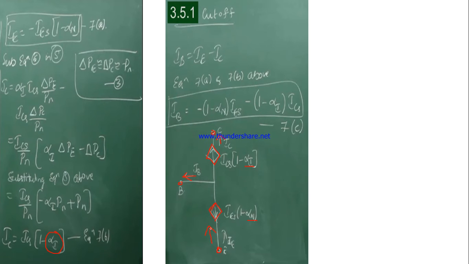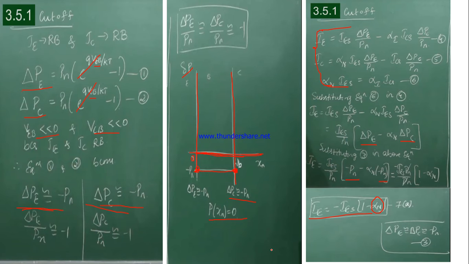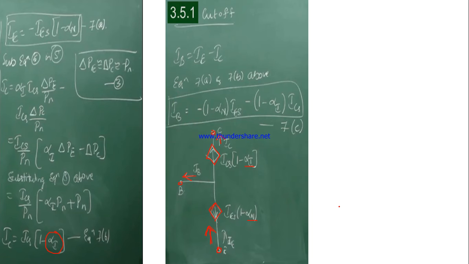And as this emitter current is flowing upwards, in the 7a equation, as you can see over here, the minus sign is given. The emitter current is upwards, but here we are getting a minus sign in the particular equation. That's why the arrow mark is downwards over here. And here the collector current is positive, and the collector current equation is also positive. That's why it is upwards.